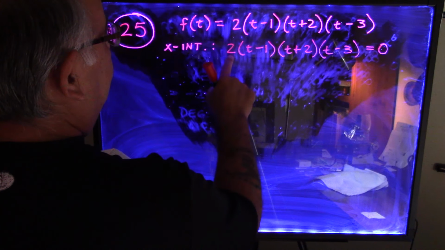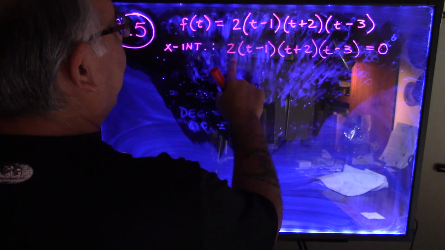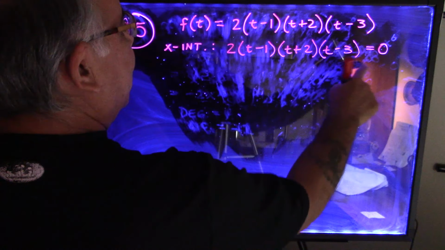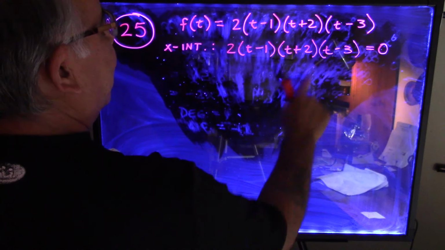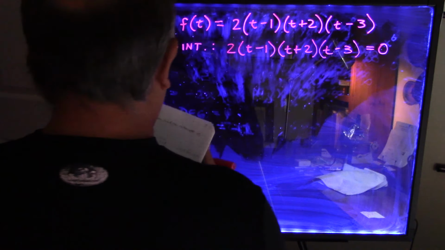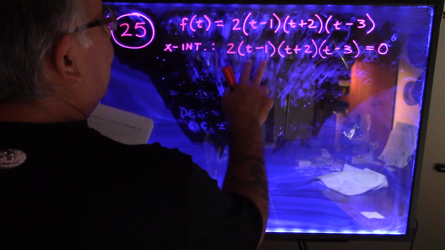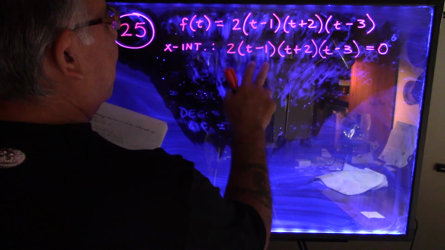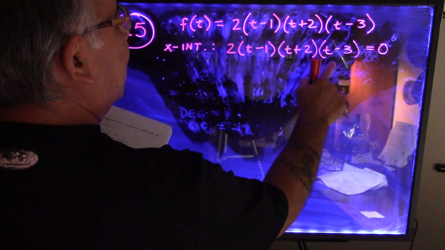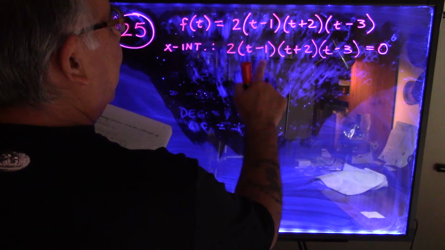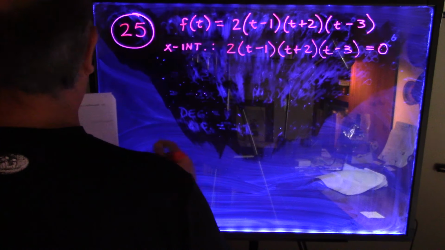Well, this doesn't really need factoring. You could divide both sides by 2 if you wish and simplify it. 0 divided by 2 is still 0, so you just end up with these three factors. The 2 will be gone, so you can disregard the 2. According to what I was taught, the principle of zero products, if you have 3 quantities being multiplied and they equal 0, then this equals 0, or this equals 0, or that equals 0. So that's how you solve these.